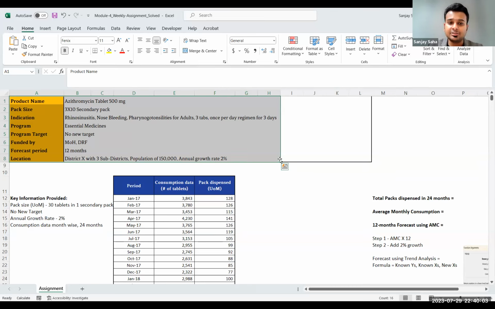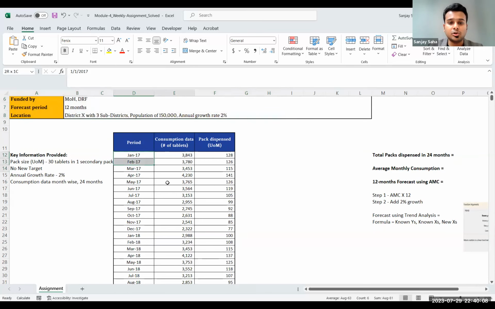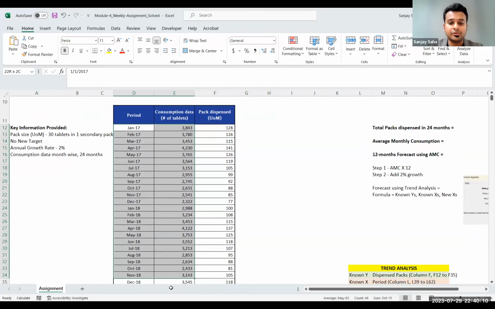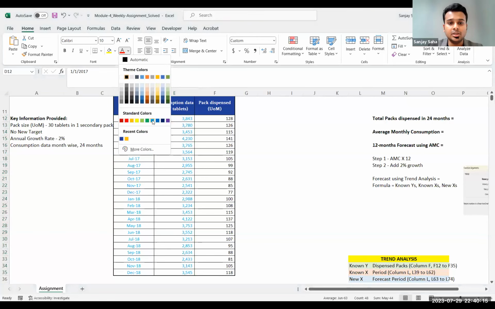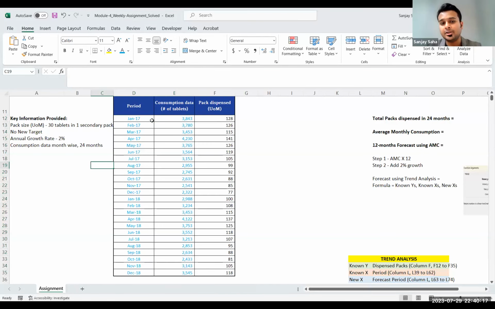So that's the data which has been provided to us. The other data provided was consumption data for 24 months. Let me just put this in blue, so we know this was the data provided to us. I've just listed here what was given to us: the pack size, no new target, an annual growth rate of 2%, and consumption data month-wise for 24 months.